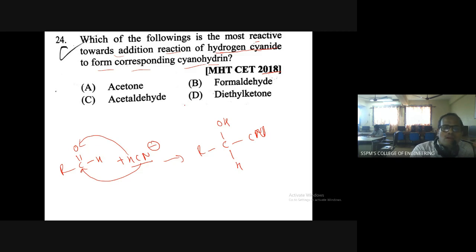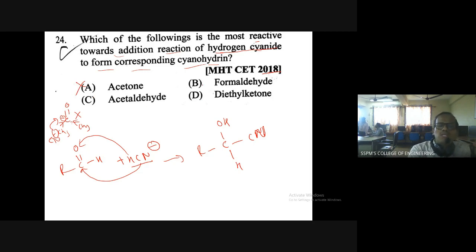Which is having the most positive carbon, that you need to write. Okay, so let us see acetone. Acetone looks like this, C double bond O, with CH3 on both sides. So it has two methyl groups and the methyl group is electron donating. Electron donating will increase the negative charge on carbon. So this is not the answer. This negative charge will resist the attack of cyanide, because the incoming cyanide is again carrying a negative charge, so it will resist the entry of cyanide. So this is not the answer.